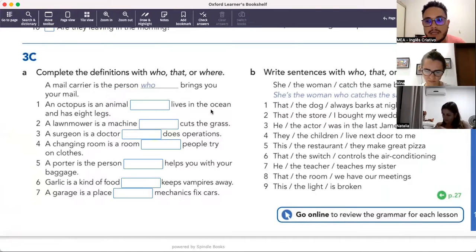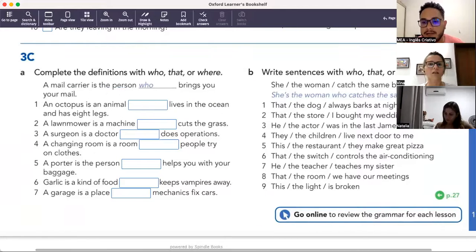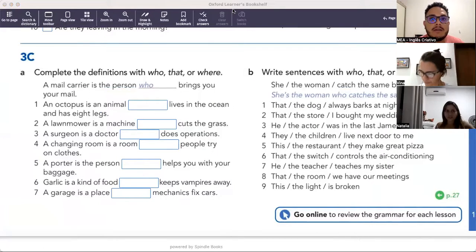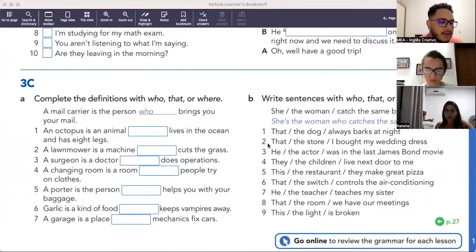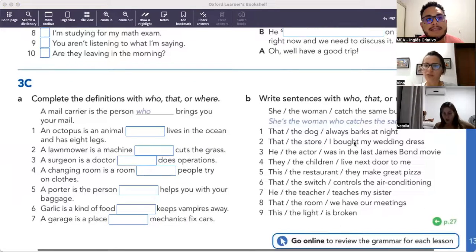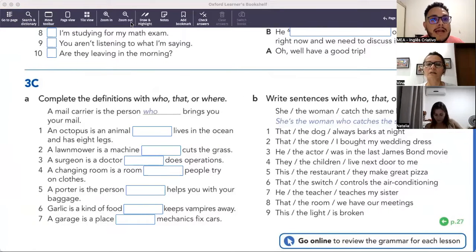What's the page? 131. The next page. Okay, the next page. While you're doing it, I'm gonna give you 2 minutes. And I'm gonna grab some water and go to the washroom quickly.